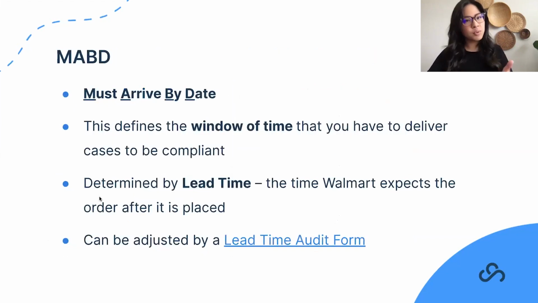So really quickly, again, to those of you guys who may be newer to doing business with Walmart, MABD stands for the must arrive by date. And of course, it's basically the window of time that Walmart expects you to deliver your cases in order to be in compliance. So this is determined by your lead time. And basically your lead time is how much time Walmart expects the order to take after it is placed. So for example, today is the 3rd. If your lead time is 7 days, then your MABD will be May 10th.